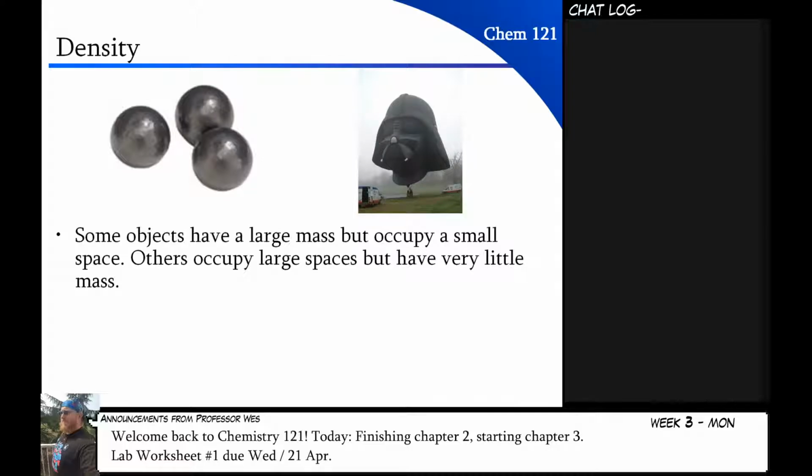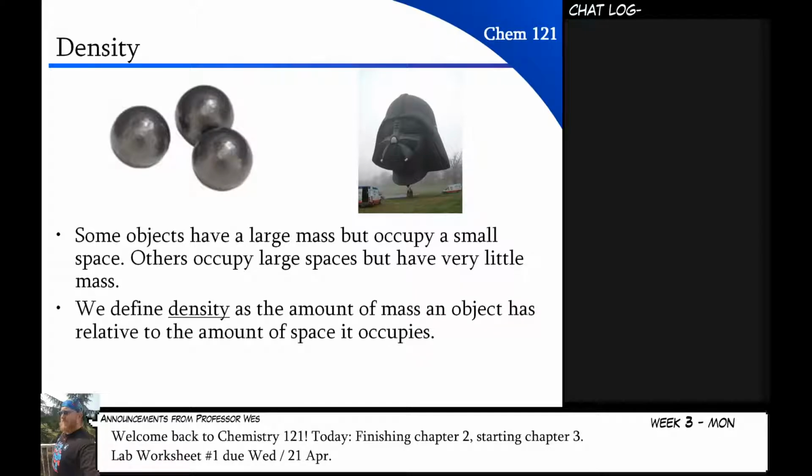I have this picture of this Darth Vader balloon here because it's so light that it floats in the air. The hot air inside of it has a lower density than the air around it, and so it wants to float, and it will carry the little basket underneath with it. Its volume is very, very large relative to the amount of stuff that's in it, which is not that much. It's just hot air.